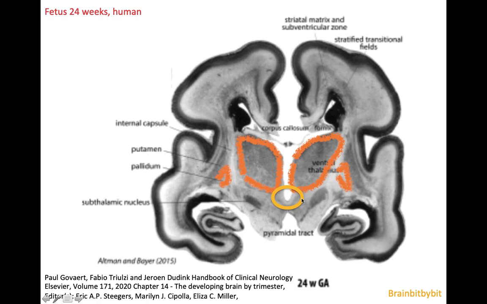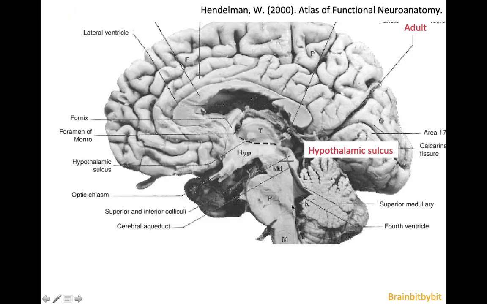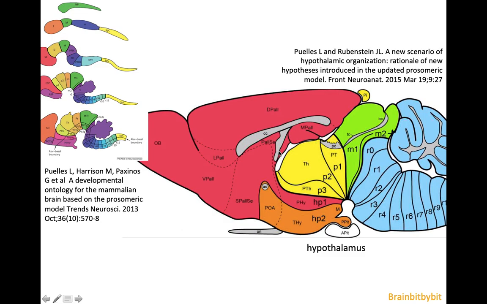The hypothalamus is still located on the floor of the third ventricle, and in the adult situation, the hypothalamus is under or below the thalamus and divided by the hypothalamic sulcus in the third ventricle, and the hypothalamic sulcus runs from the foramen of Monro to the opening of the cerebral aqueduct.